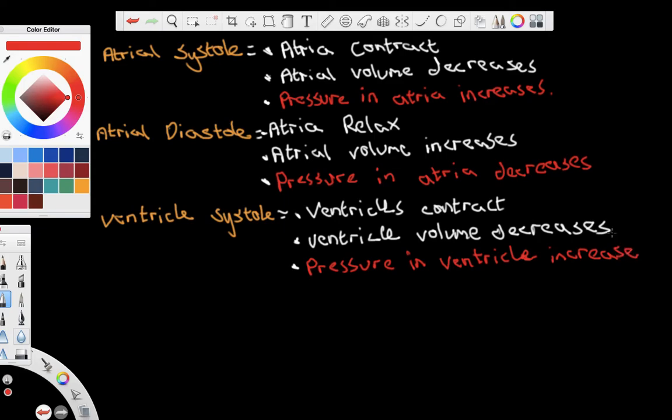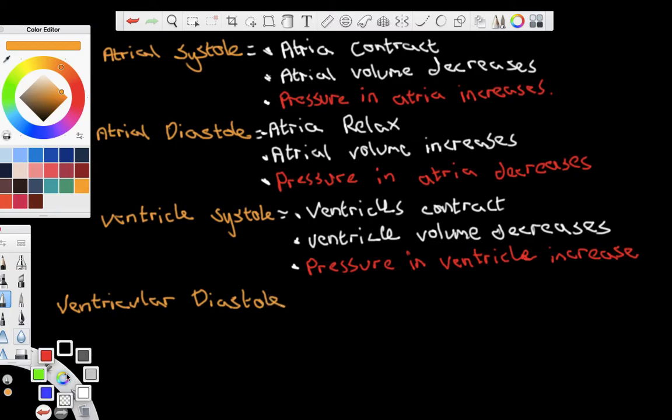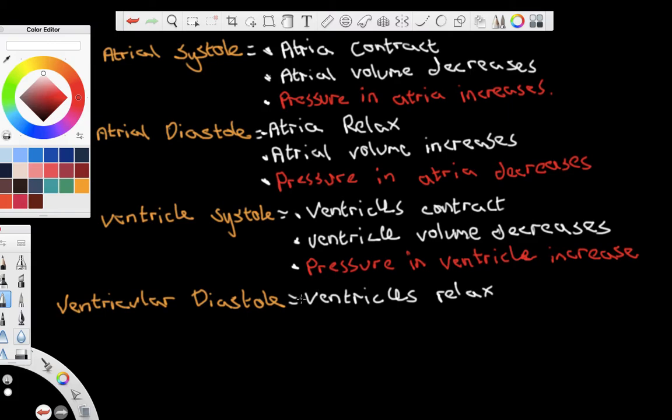And finally, we'll do one more, it's worth doing it now. We've got ventricular diastole. The ventricles relax. The ventricle volume increases. And then we can say that the pressure in the ventricles decreases.